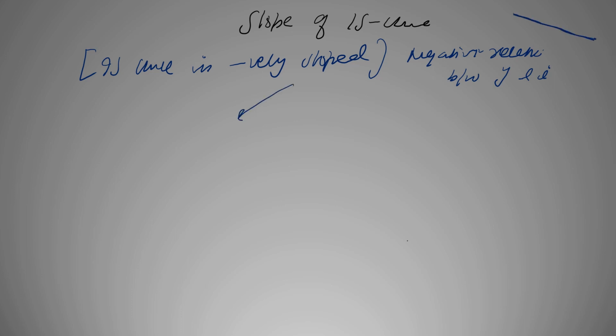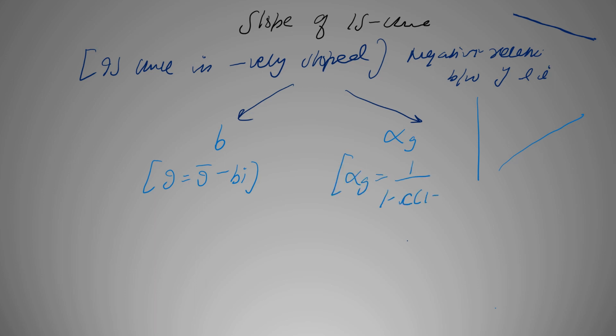But its steepness, on how steep or how flat it is, depends upon two factors. First one is B from this equation, if you remember, and the second one is the multiplier. Now from our previous chapter, the multiplier was 1 by 1 minus C 1 minus T, right? So yes, these are the two factors that can affect the slope of the IS curve. Now first let's talk about B.